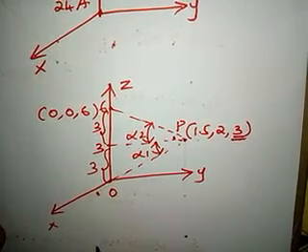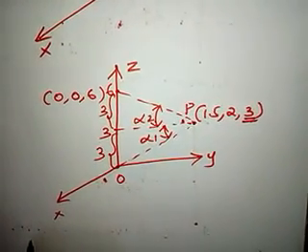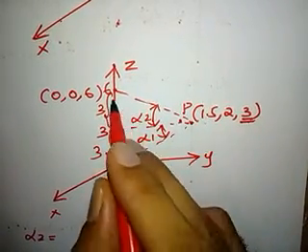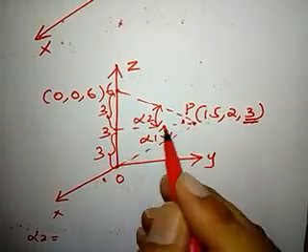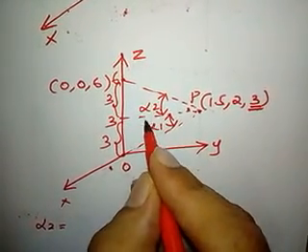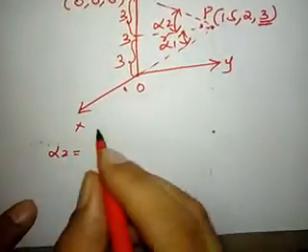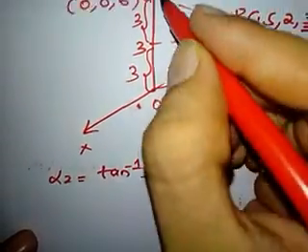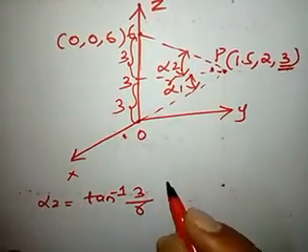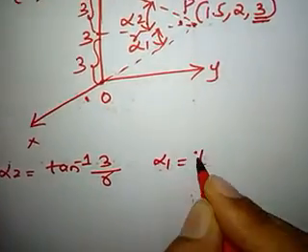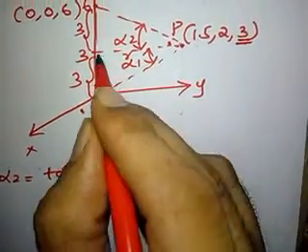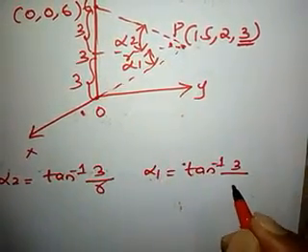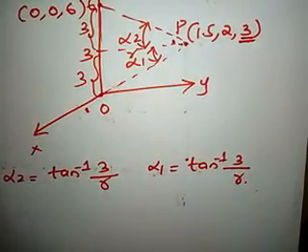Fine, students. So now let us find alpha 2. Tan alpha 2 is opposite side by adjacent side, that is 3 by this distance, that is r. So this is the radius r. So alpha 2 is given by tan inverse 3 divided by r. And similarly alpha 1 is equal to tan inverse, opposite side is 3, the adjacent side is r, so tan inverse 3 by r.